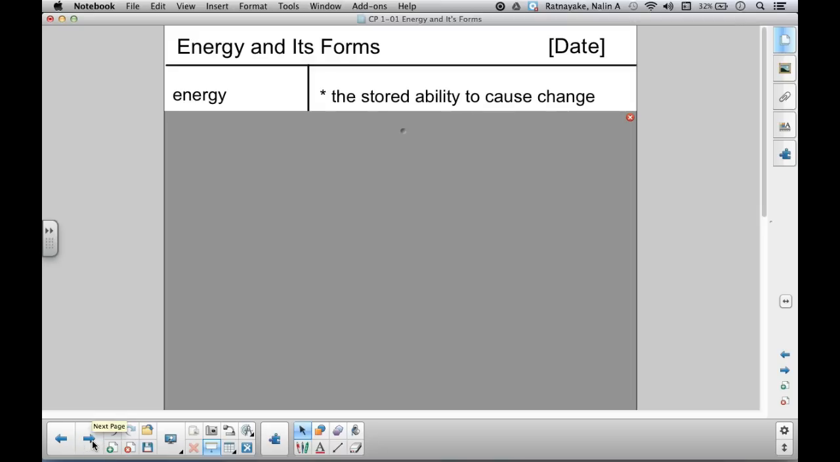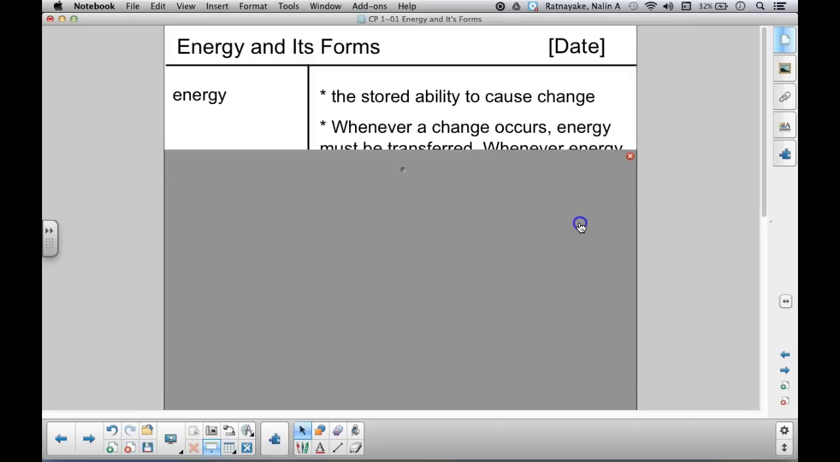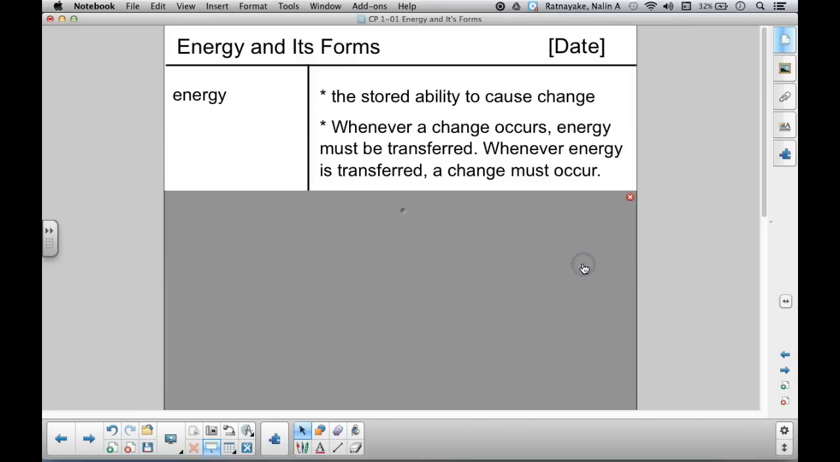So let's talk about energy. Energy is a very difficult thing to define. It's actually very hard even for scientists to define exactly what energy is. In physics, we're going to define it a particular way, and that is the stored ability to cause change. If you're able to cause change, you have some sort of energy. And we're going to link these two ideas together very closely, change and energy.